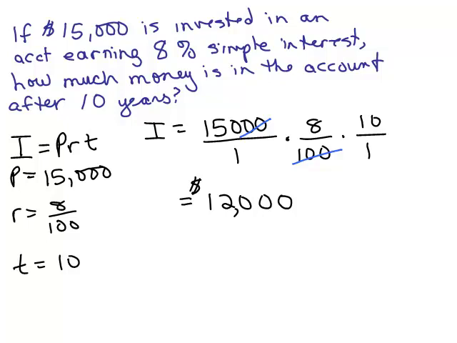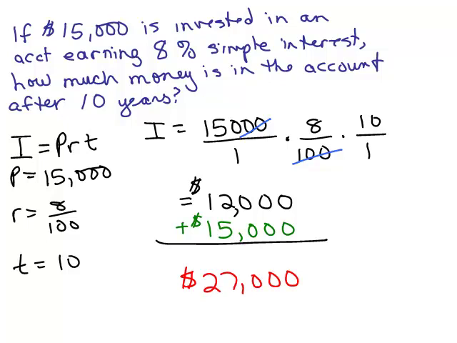Now the question asks how much money is in the account after 10 years. So this is just the interest, right? So we of course would have to add the money we put in at the beginning, and that gives us our grand total in our account of $27,000. So that's how much is in the account after 10 years if we put in $15,000 in a simple interest account.